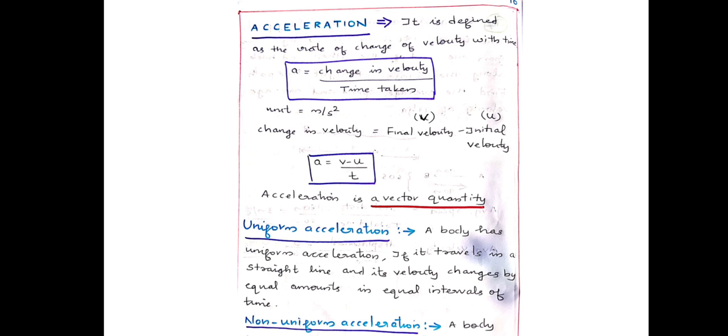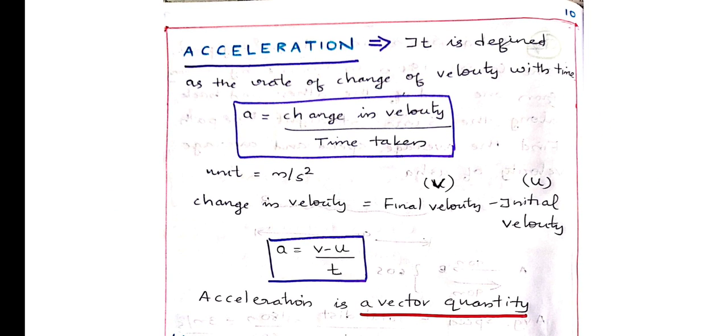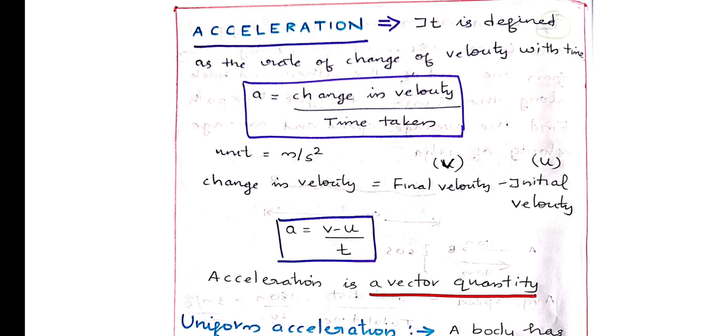So, what is acceleration? Acceleration is the rate of change of velocity. Look at the slide: acceleration is equal to change in velocity by time taken. The unit is meter per second square. What is change in velocity? Final velocity minus initial velocity. Initial velocity can be taken as u and final velocity as v. So acceleration a is equal to v minus u by t, where t is the time taken.